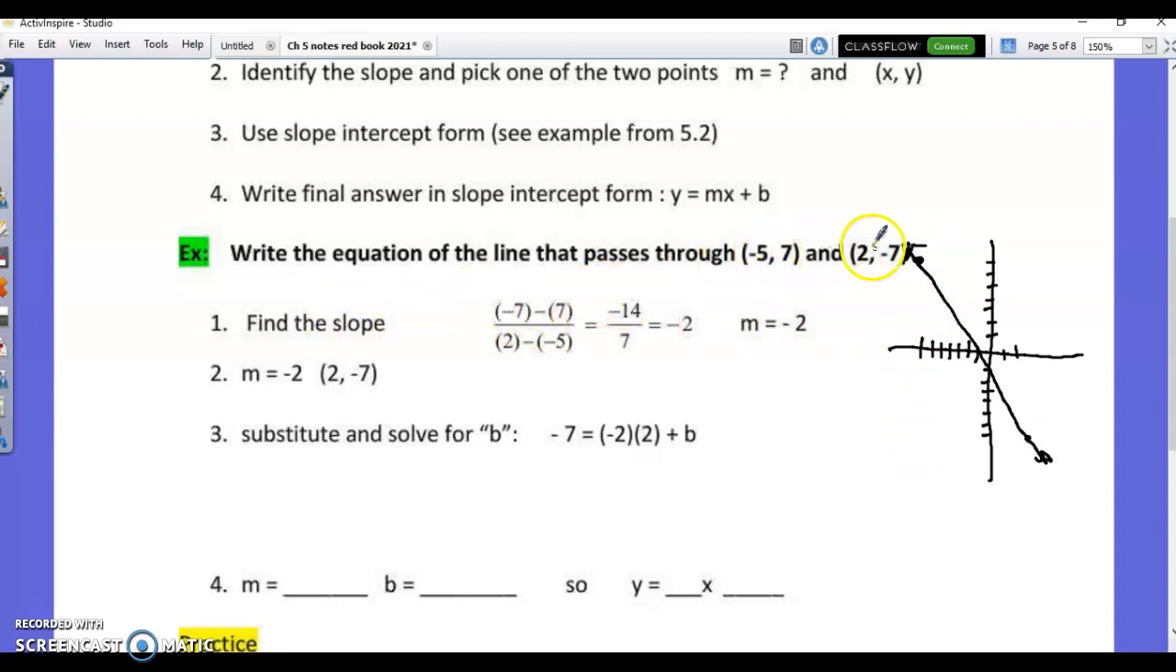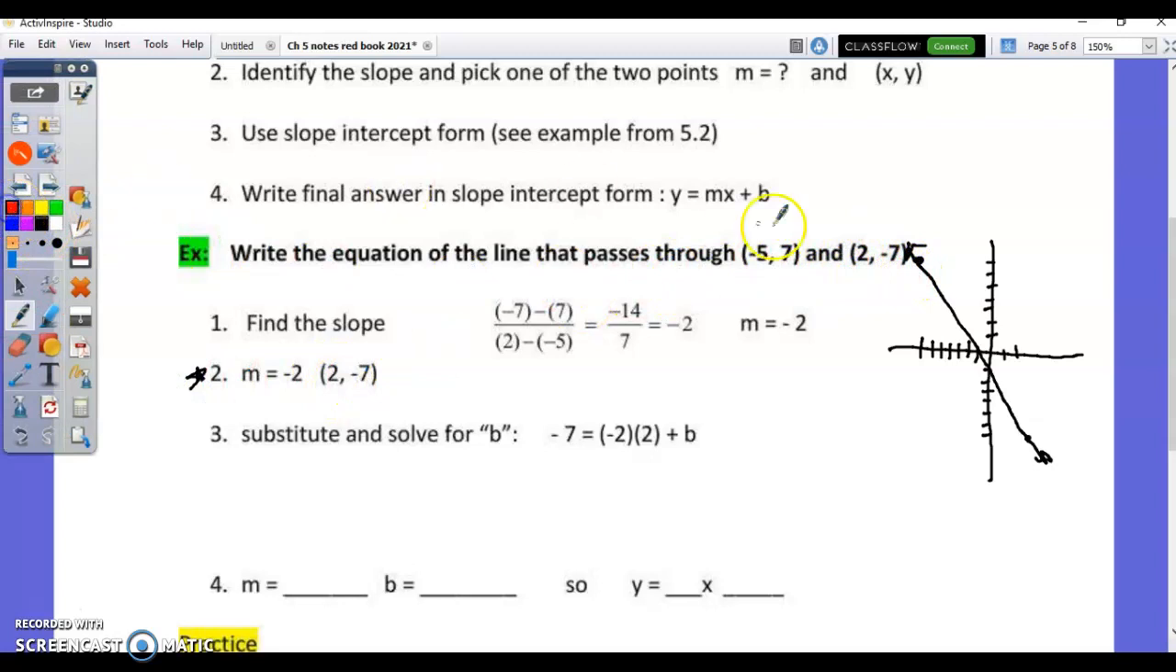So in this case, we have our 7 and a -7. Depending on whatever y you use first, in this case we use -7. So -7 minus 7 over 2 minus -5 equals -14 over 7, which will reduce to -2. So our m equals -2. This is stuff you guys are going to put into your calculator to solve. After we do that, step 2, you pick one of the 2 points.